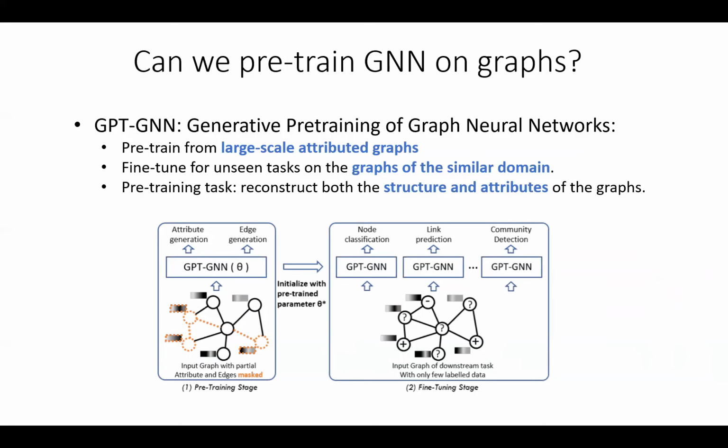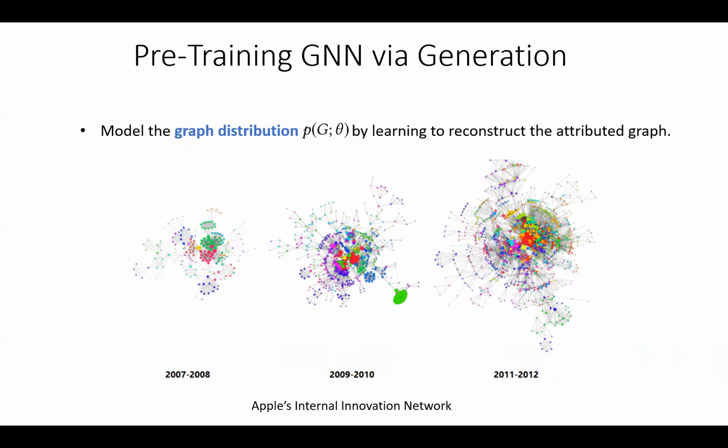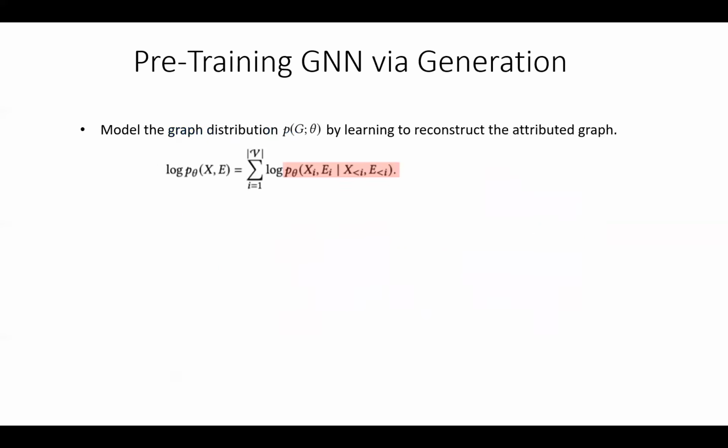In this work, we specifically focus on large-scale attributed graphs. To learn a general GNN model without labeled data on the graph, the first question is how to design a suitable unsupervised learning task over the graph. We propose to model the graph distribution by directly learning to reconstruct the attributed graph. For example, if we can correctly predict how Apple's innovation network evolved, the pre-trained model should capture the structure and semantic knowledge of this graph, which will be beneficial to related downstream tasks.